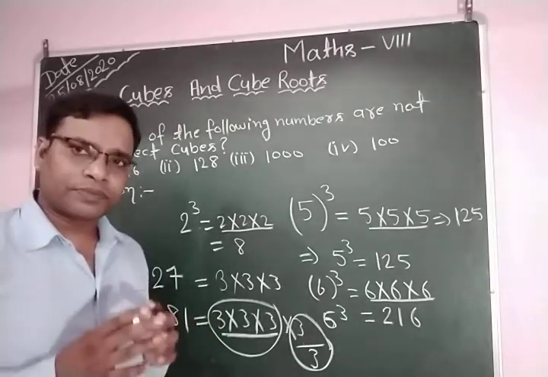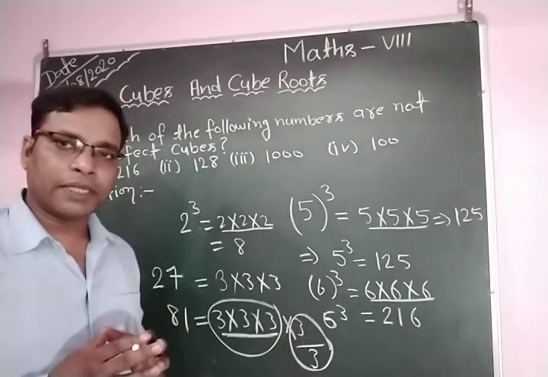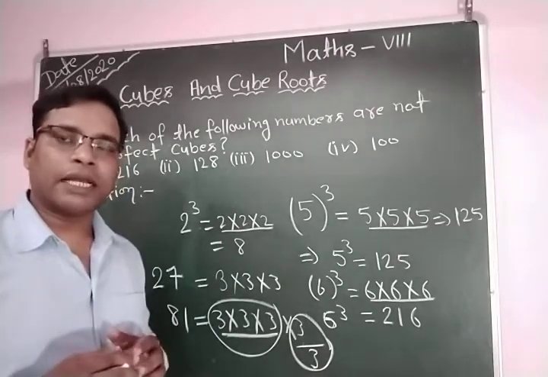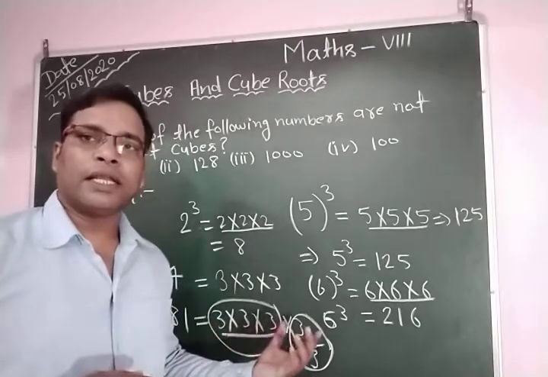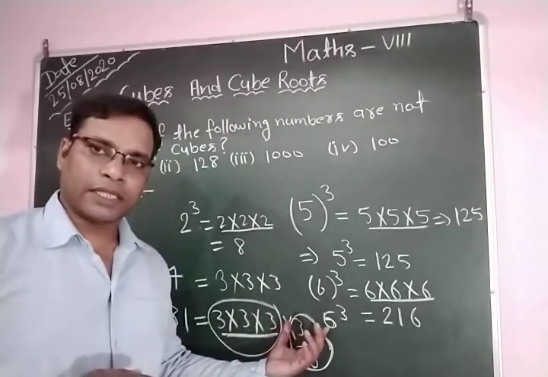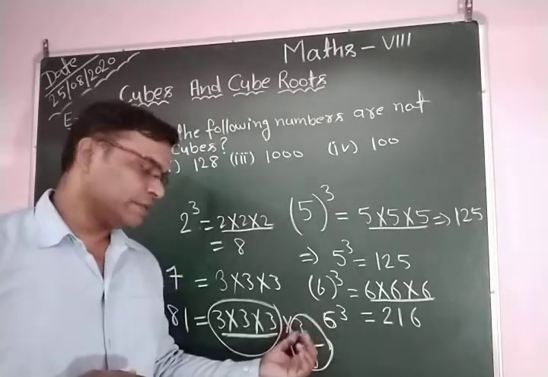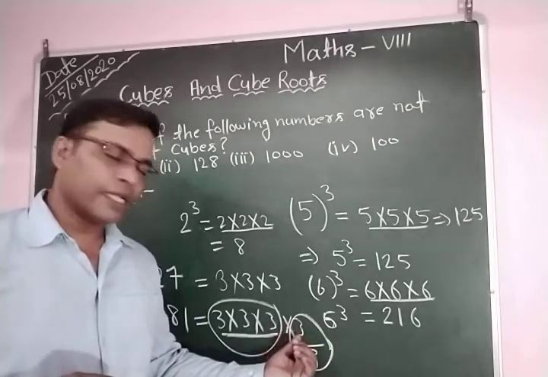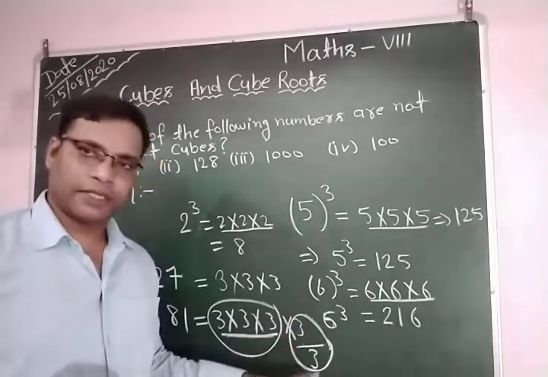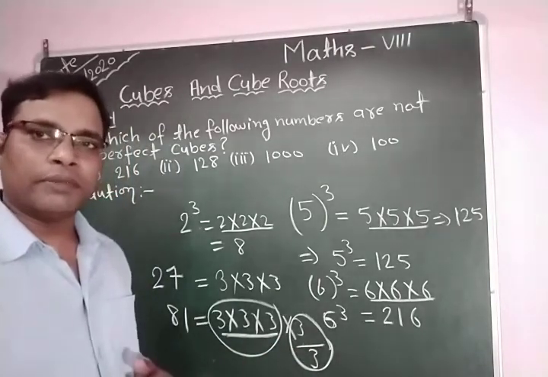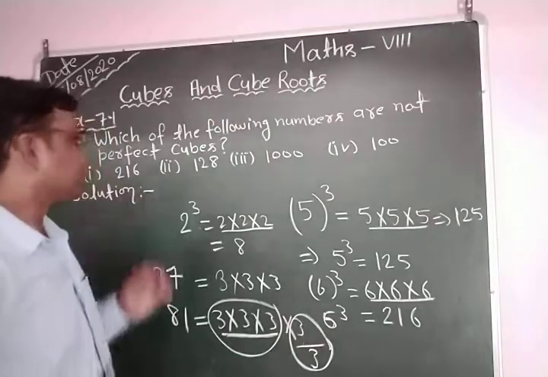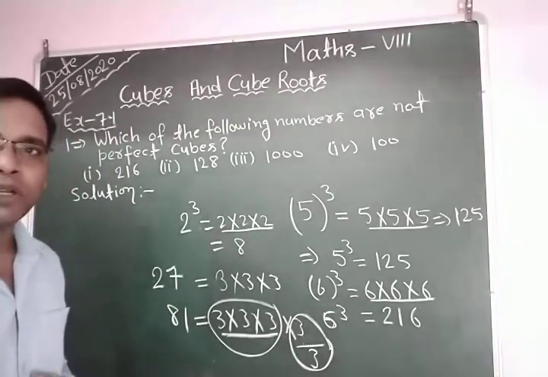Then first we express it in the prime factorization. After this we check which prime number is not in a group of 3. Here 3 is not in a group of 3, so we divide it, and then the new number becomes a perfect square number.